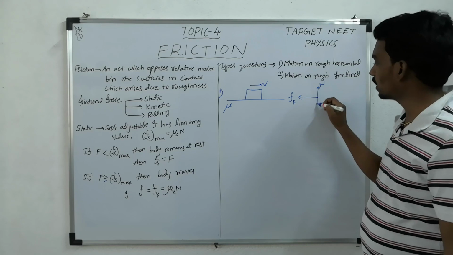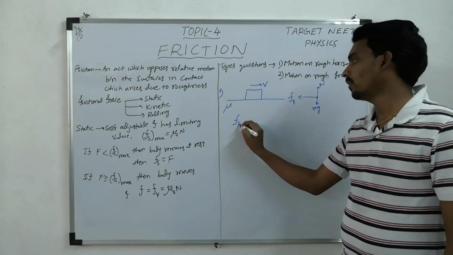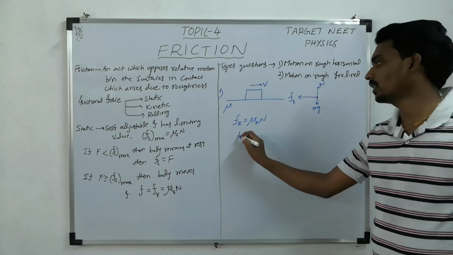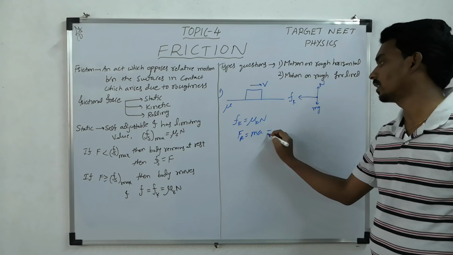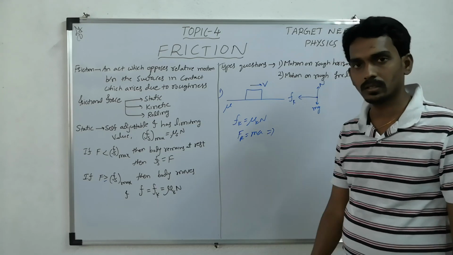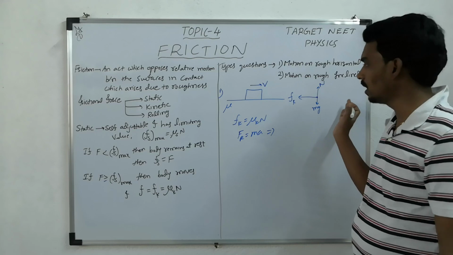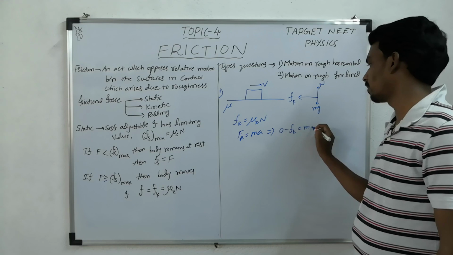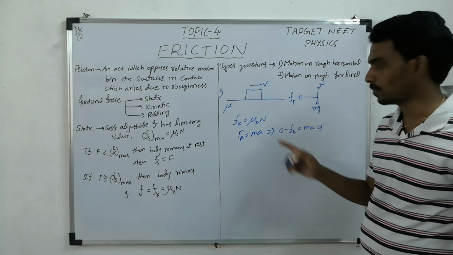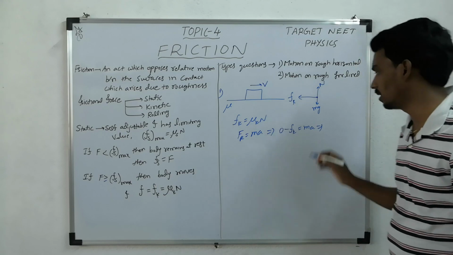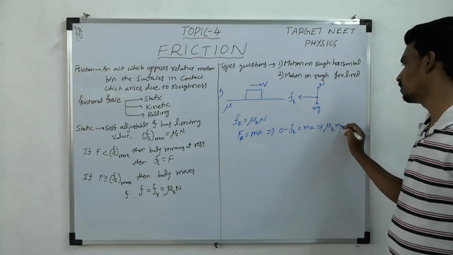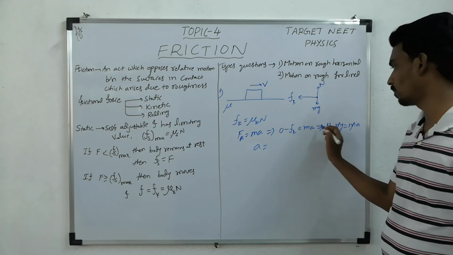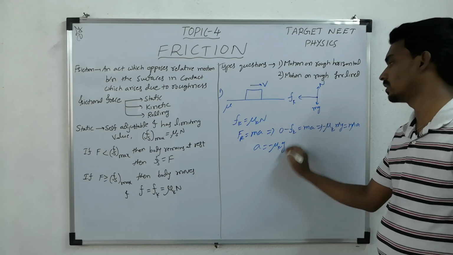There is a normal reaction, there is mg, so Fk equals mu k N, and the resultant force equals mass into acceleration. Resultant force means force in the direction of motion minus force in the opposite direction. So 0 minus Fk equals ma, and Fk is nothing but mu k N. N is mg. So mu k mg equals ma, cancel m. So a equals, sorry, minus mu k g.